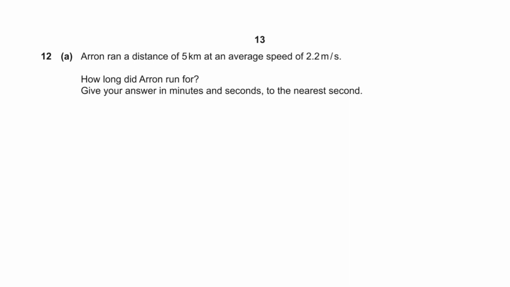Question number 12. Aaron ran a distance of 5 kilometers at an average speed of 2.2 meters per second. How long did Aaron run for? Give your answers in minutes and seconds to the nearest second. Well, first of all, we know that speed is equal to distance over time. Here we've got kilometers and here we've got meters. To go from kilometers to meters, we would have to times by 1,000, and meters to kilometers we'd have to divide by 1,000. So if I times this 5 by 1,000, 5 kilometers is the same as 5,000 meters.